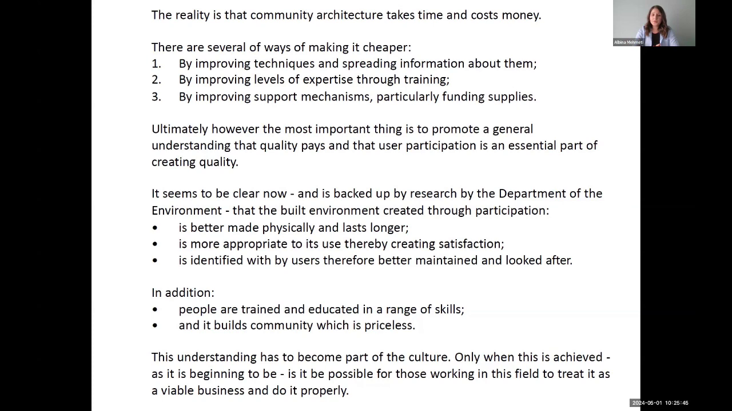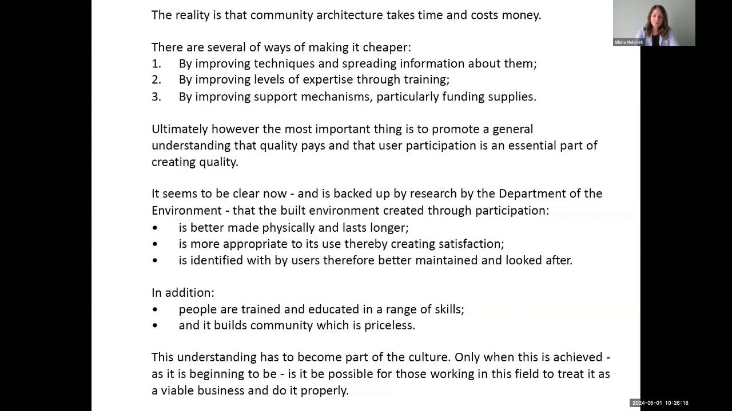It also seems to be clear now, and is backed up by research on the development of the environment, that the built environment created through participation is better made physically and lasts longer, is more appropriate to its use, thereby creating satisfaction, and is identified with by users, therefore better maintained and looked after. In addition, people are trained and educated in a range of skills, and it builds community, which is priceless.